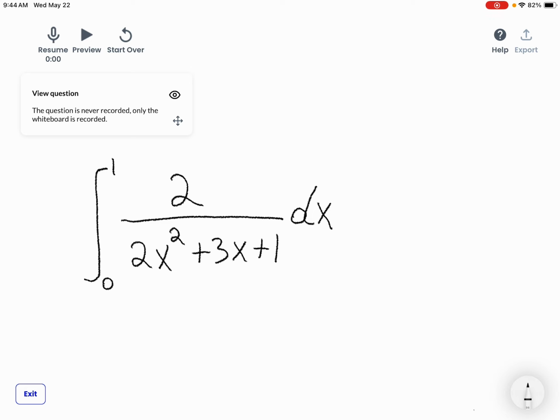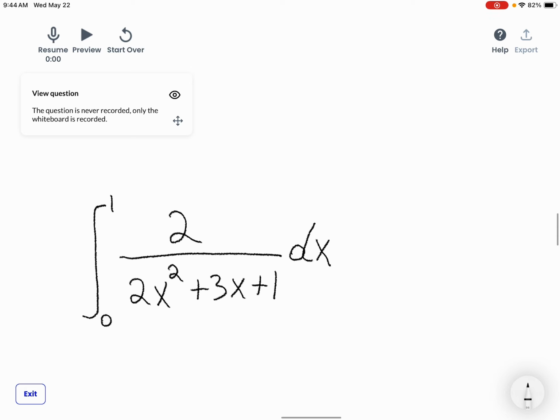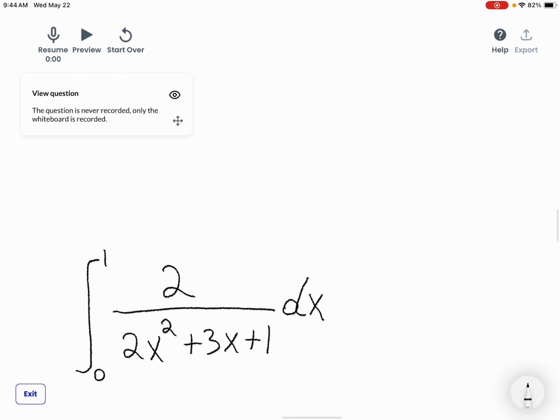So what we want to do is, first of all, looking at the denominator, 2x squared plus 3x plus 1, well, that's kind of screaming to us to be factored. So if we try and factor the bottom, just looking at 2x squared plus 3x plus 1, that should factor actually very nicely. Right, so we try to factor that.